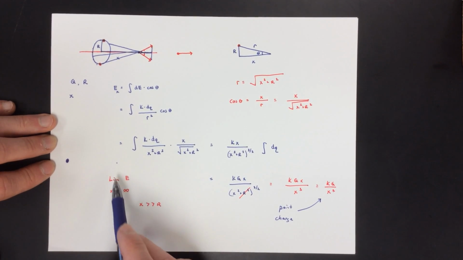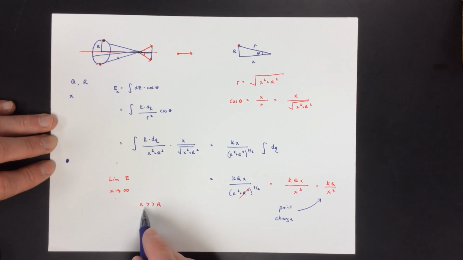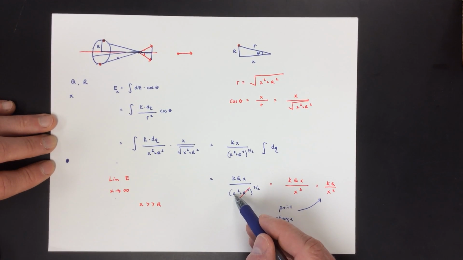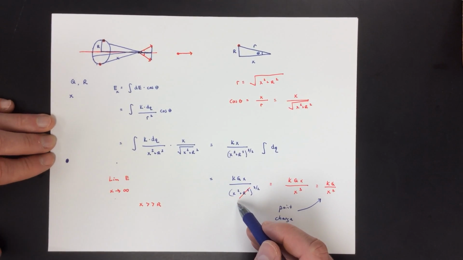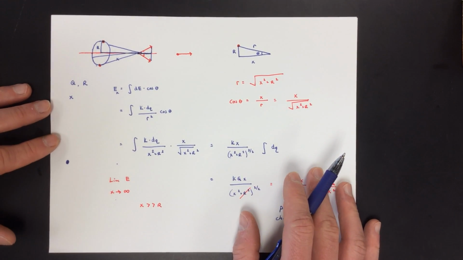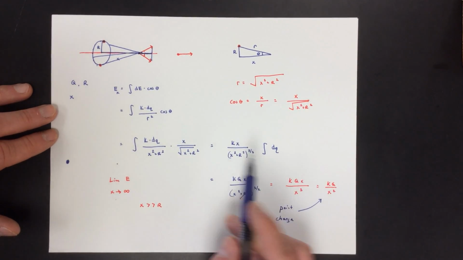And again, a calculus person would say, let's look at the limit of the E field as x gets really, really big. And then someone else might say that x just needs to be much, much bigger than r. And so then we can get rid of this r squared, because x squared is way bigger than r squared. So x squared plus r squared is pretty much just x squared. Okay, those are kind of the two cases that we really need to use.